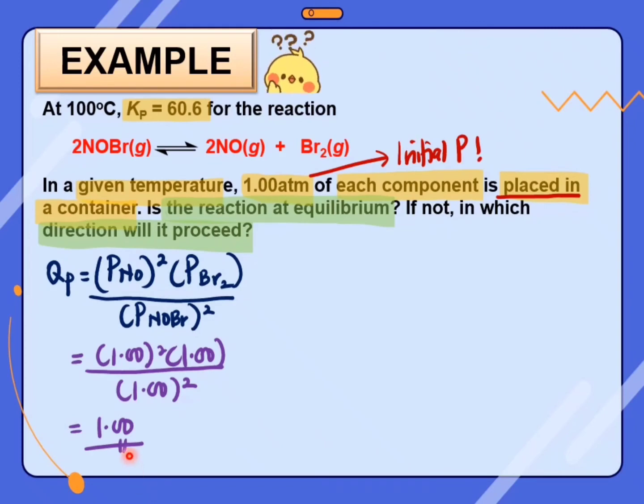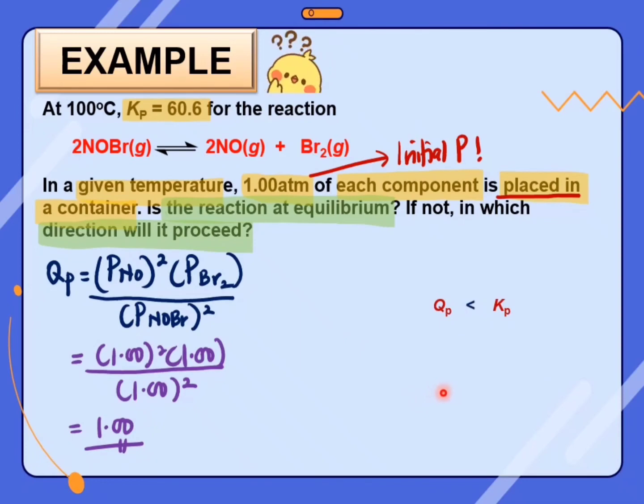Okay guys, so you can see here, this is the value of QP. QP also has no unit, just like KP. We got 1.00. And then we need to compare with the value of KP. The value of KP is larger than QP: KP we have 60.6, while QP is 1.00. So we can make a conclusion here.